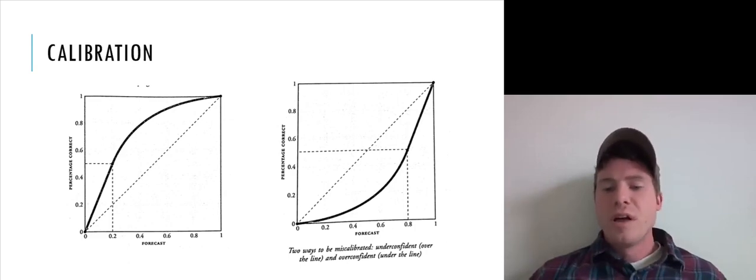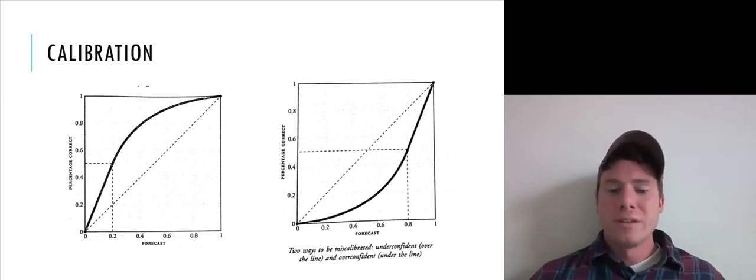If you go over the line, then you're undercalibrated, because then if I assign 0.2 to a statement, those turn out to be true much more of the time, 50% of the time. So I'm underconfident here. If I'm below the line of perfect calibration, then I tend to be overconfident. So if I assign 0.8 to a proposition, only 50% of those turn out to be true. I'm overconfident. So these are two errors that you could make.